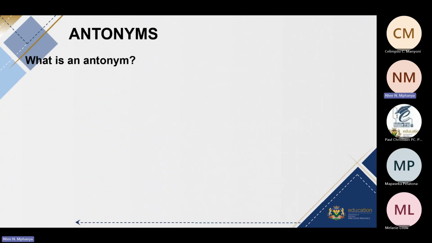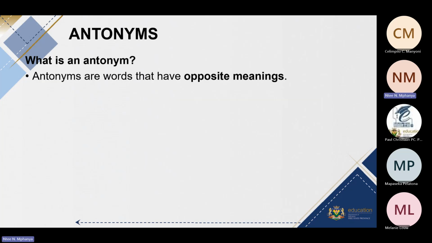Now, let's quickly look at antonyms. While synonyms are words or phrases that mean exactly the same, an antonym is the opposite of that. Antonyms are words that have opposite meanings. You can think of antonyms as opposites. They oppose one another or each other.